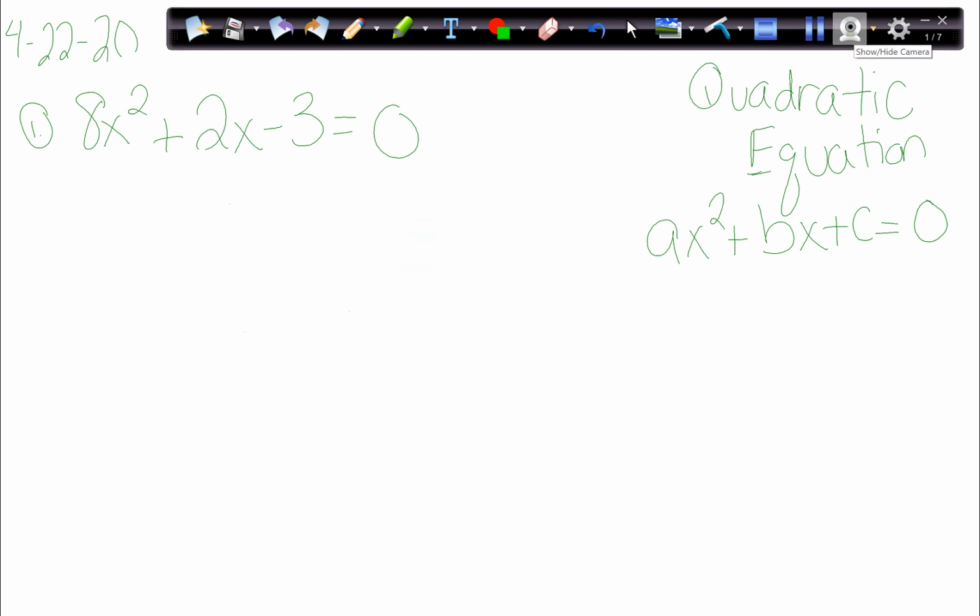Okay, so this was example number 1, and again, you can just follow along on your notes. You can always hit pause and write this stuff down in your notebook. It's a trinomial, so I need to expand it because I have an a value, which is 8, which is greater than 1. And anytime you have an equation that has an x squared, you have to factor in order to be able to solve it.